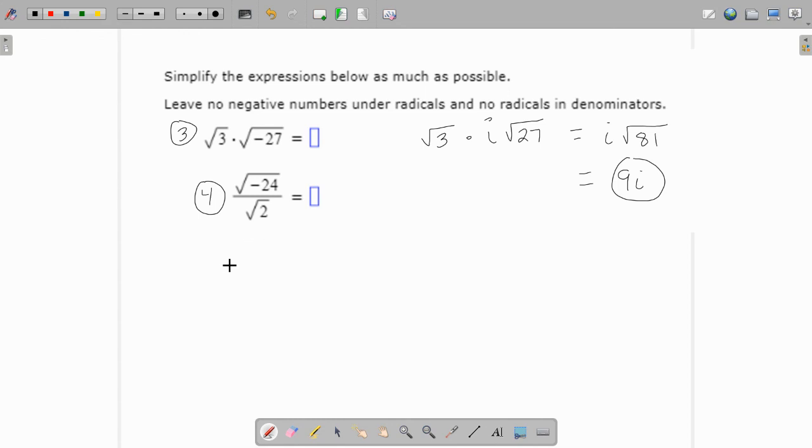And number 4, now we can shortcut this, take out the i, and do 24 divided by 2, which is 12. It's okay to shortcut it. 4 goes into this, so I look at this as square root of 4 times square root of 3, and I call it 2i square root 3. They want it simplified as much as possible, so they want you breaking down the square roots as much as you can. And that completes this video.